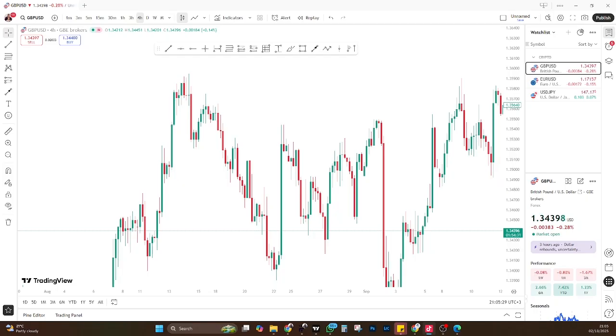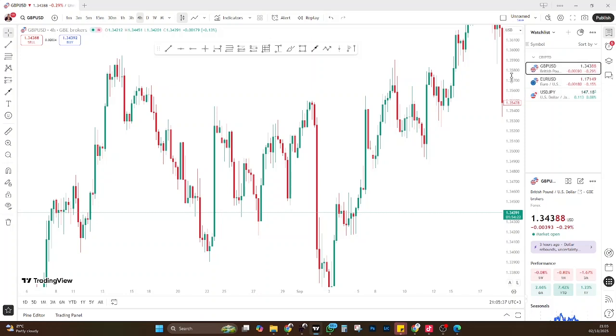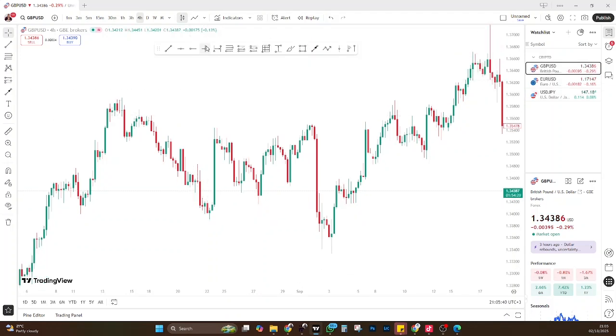Okay, let me see what is happening on TikTok. So all this is trend line liquidity. Trend line liquidity. All of that.